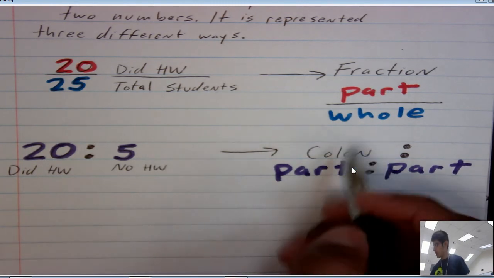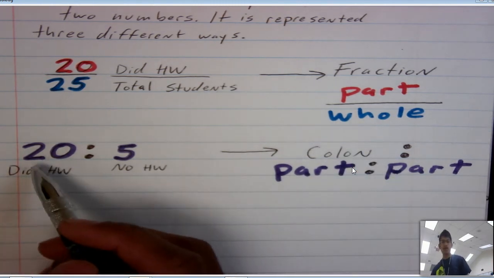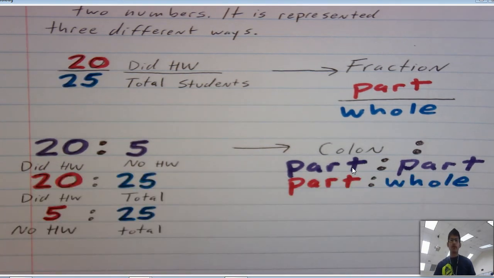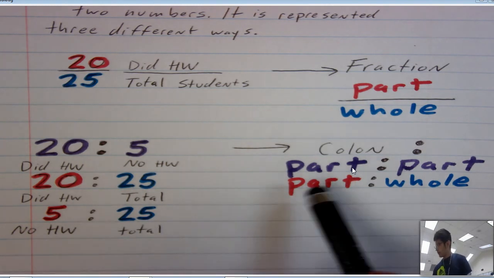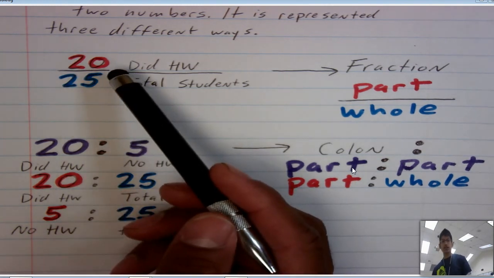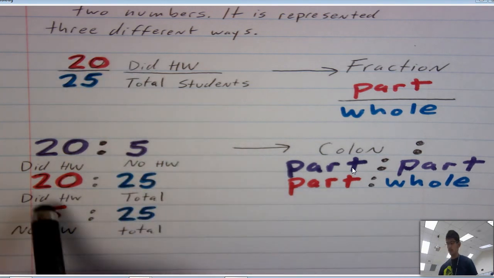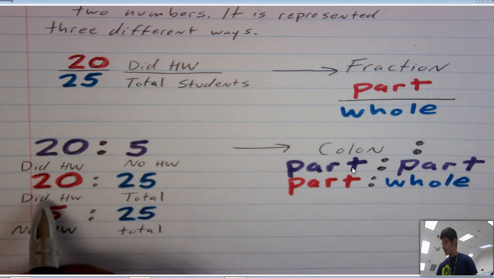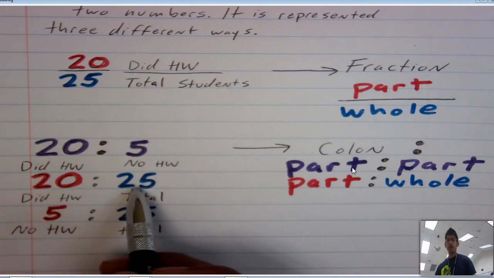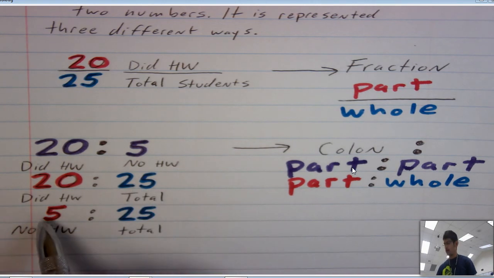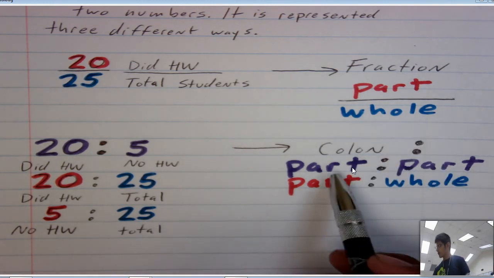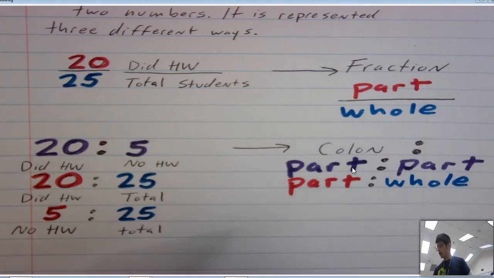And you can write this as a part to a part. So you're describing this part who did the homework and this part who did not do the homework. You can also write a ratio using the colon, comparing a part to a whole. So just like you did with the fraction and you have the part over the whole, you can do this. You can write it the same way here. So if I write 20 to 25, that would mean 20 kids did homework out of 25 total students. And I could also say it the other way. 5 kids did not do homework out of 25 total students. So you can use the colon to either write it as a part to a part or a part to a whole, or you could even write it as a whole to a part. It's however you choose to write it.